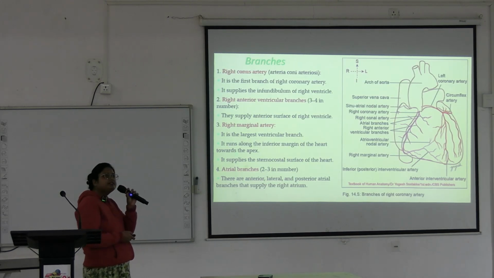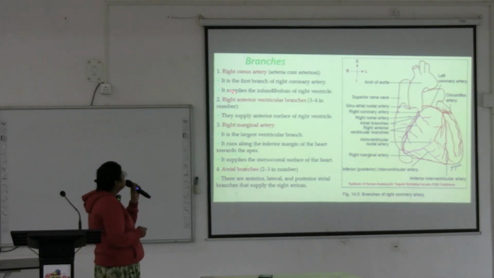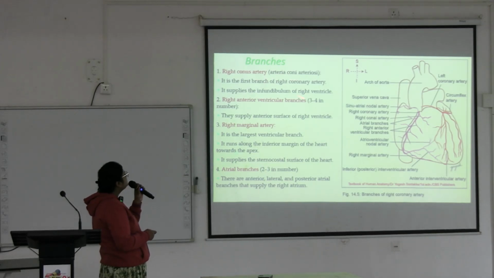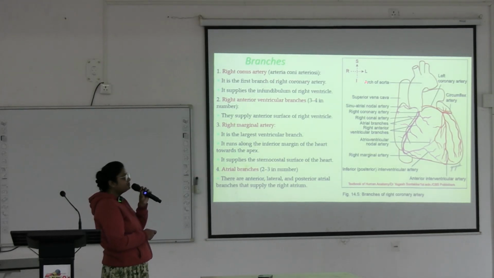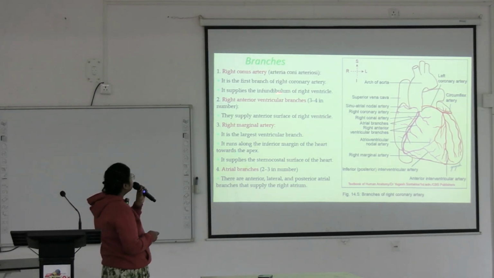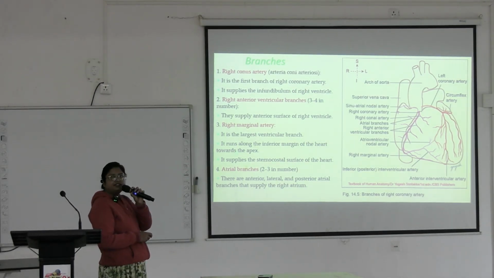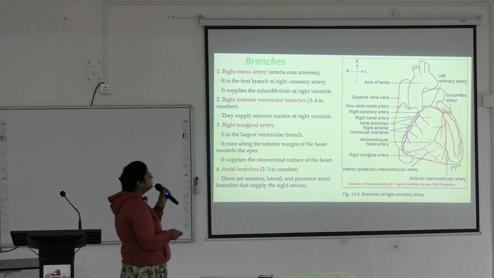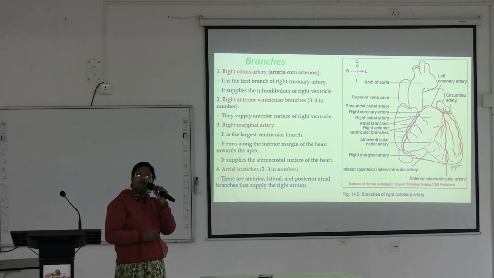Next we go to the branches of the right coronary artery. First is the right conus artery, also known as arteria coni arteriosi. It is the first branch of the right coronary artery and it supplies the infundibulum of the right ventricle. Here is the right conus artery. Two conus arteries are there, so there is another conus artery from the anterior interventricular artery. They anastomose with each other around the infundibulum of the right ventricle.